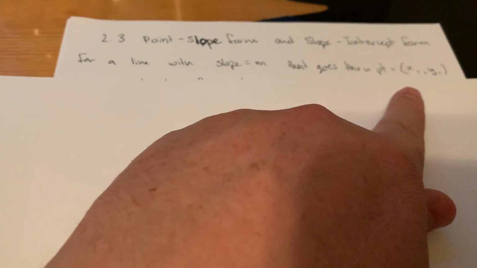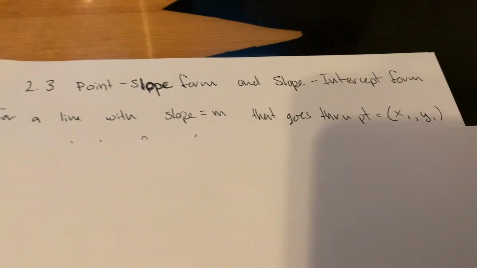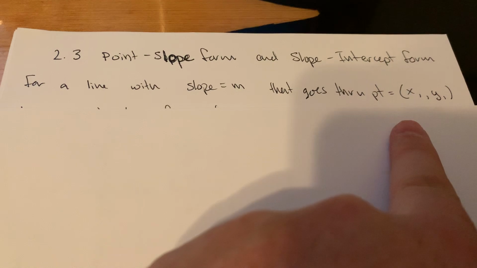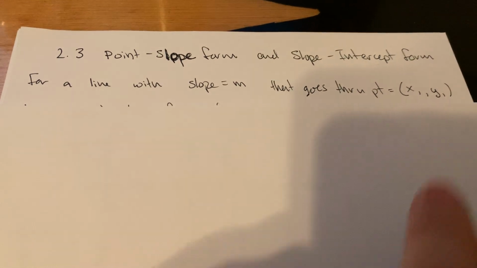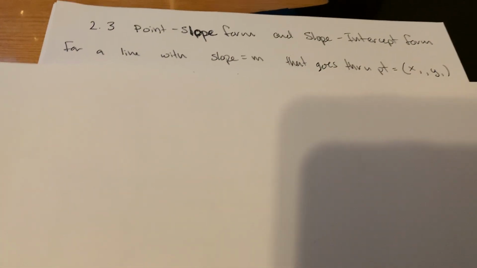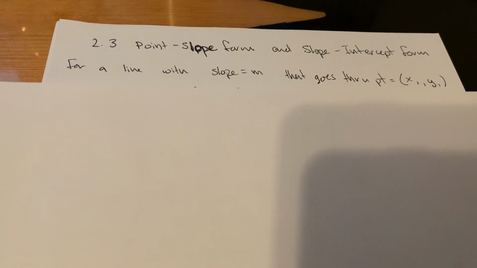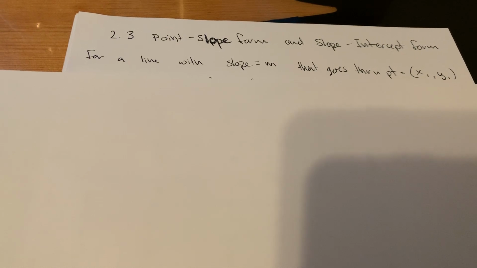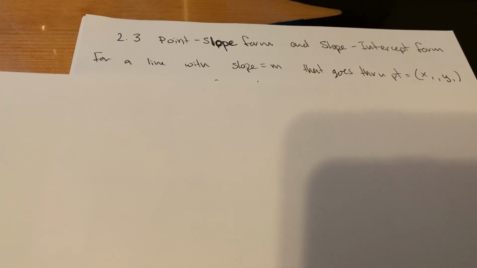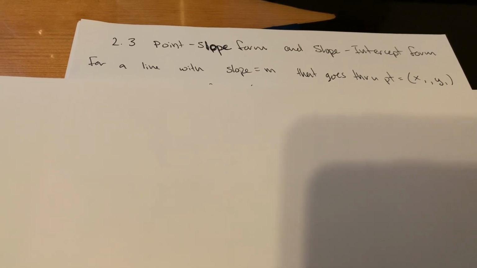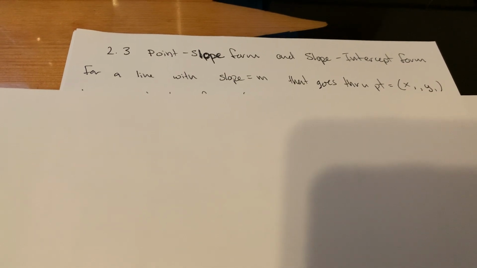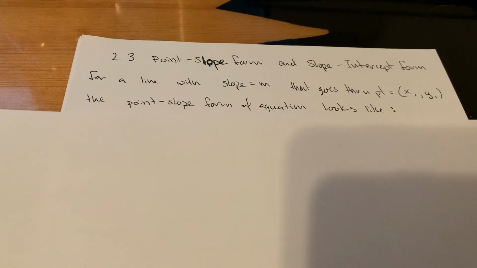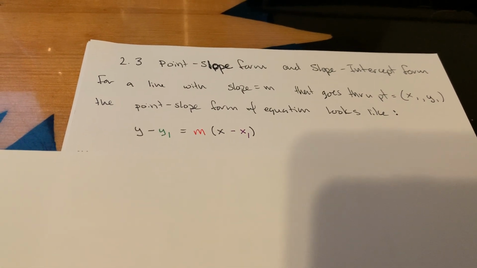So this is specifically some values here, x1, y1. So this is some coordinates, right? This could be -2, 5. This could be +3, 0, right? So any xy coordinate that the line goes through, and it has this particular slope, what we can do is get the point-slope form of the equation, and what it's going to look like is this.